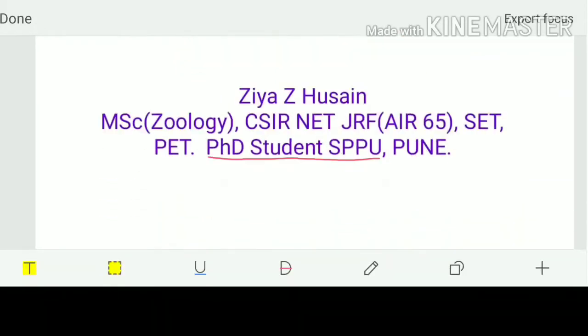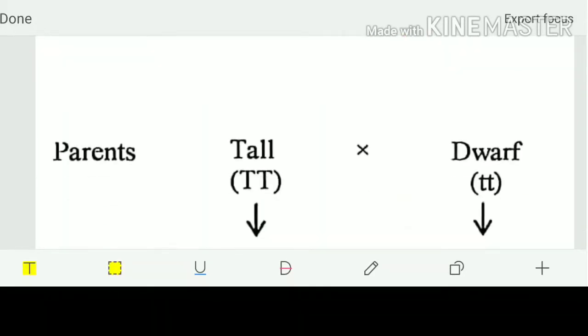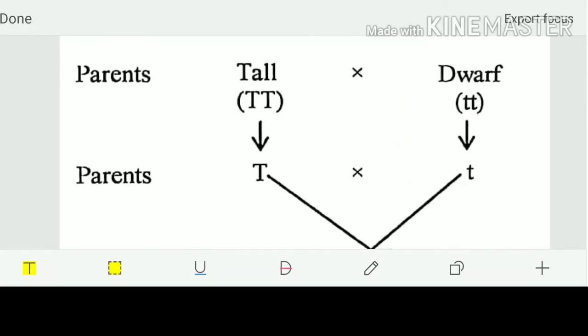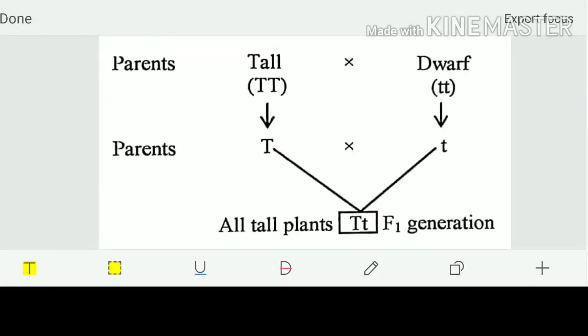Our today's topic is Mendel's laws of inheritance. The first law of Mendel's inheritance is the law of dominance. Here I've drawn two different parents. They have different types of genotype and phenotype. The first parent I've drawn has the genotype capital T, whereas the other parent has small t.